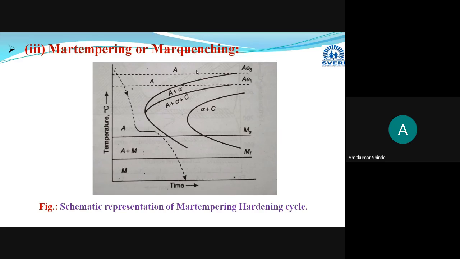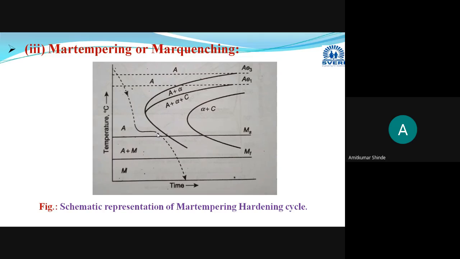And here, what are the advantages over the other processes? As we have kept the temperature constant, the chances of cracking, distortion and warping will be very less. Okay, martensite is forming, but as you have held the component at this temperature zone for some definite period of time, chances of cracking, distortion, and warping of that component are very less. These are the advantages of this mar tempering process.